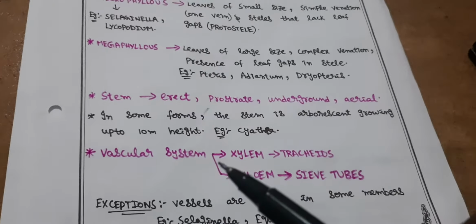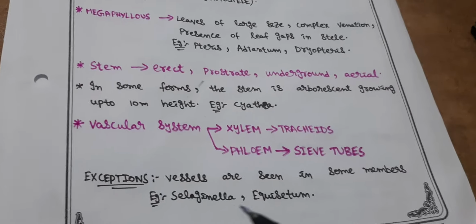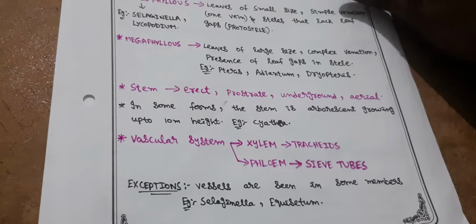For even this, we have exceptions. Vessels are seen in some members of pteridophytes. Example, Selaginella and Equisetum. We can see vessels in some members of pteridophytes, like Selaginella and Equisetum. Okay.